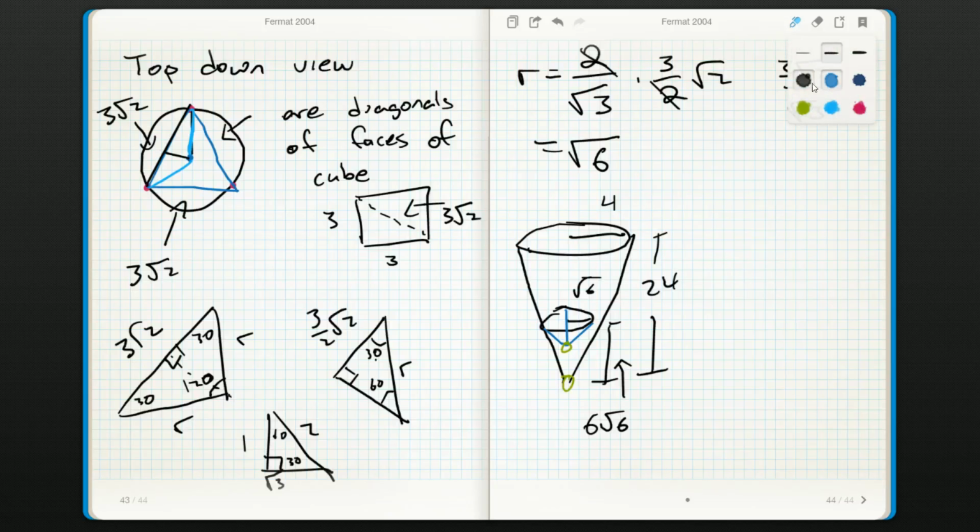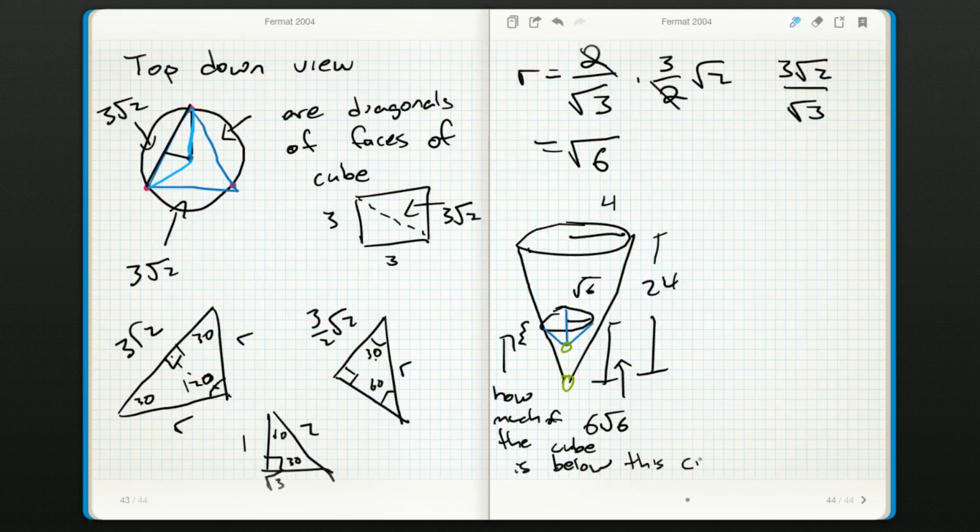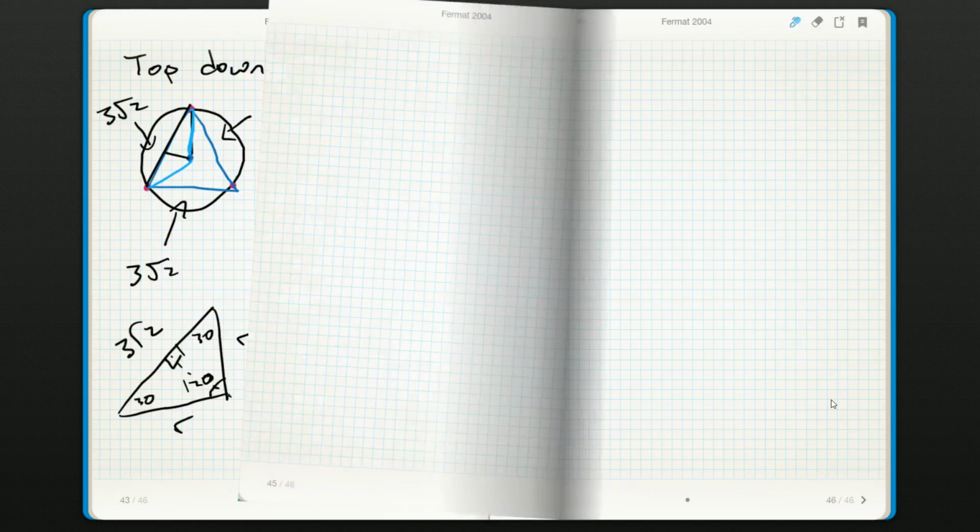Because a bit of the cube is hanging down below this circle. So I need to figure out how much of the cube is below this circle, and I'm trying to think how to do that. I think drawing a picture, and maybe not considering it below the circle but above the circle, might be a little bit better.